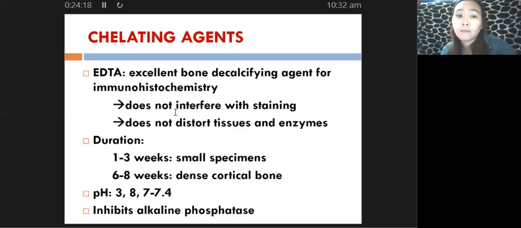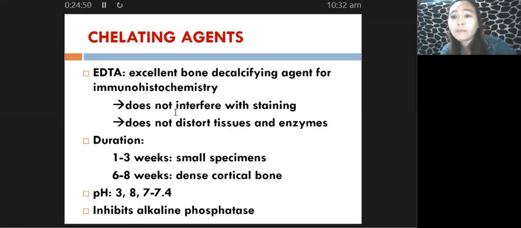Okay, so in histopath, EDTA is considered to be an excellent bone decalcifying agent, especially if you are going to perform immunohistochemistry later on. Because it's not a strong acid, right? So remember that what will destroy your surface antigens are your strong acids. Okay? But since EDTA is not a strong acid, it is actually considered to be an excellent decalcifying agent.